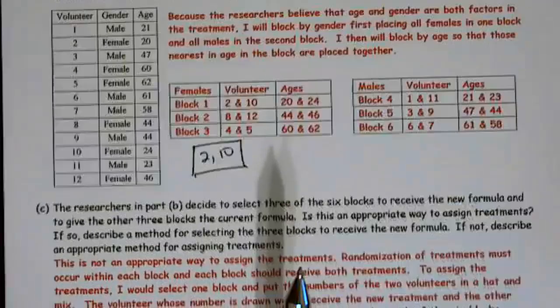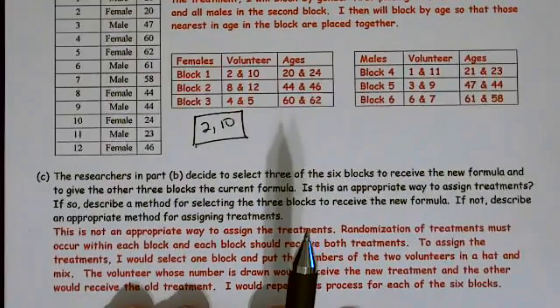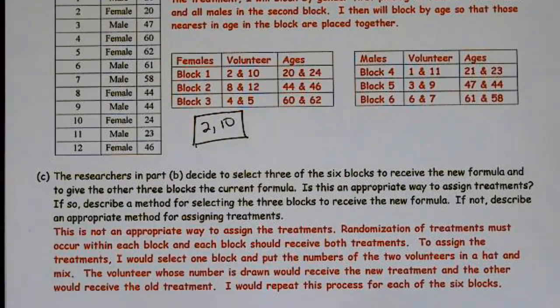Part C. The researchers in part B decide to select 3 of the 6 blocks to receive the new formula and to give the other 3 blocks the current formula. Is this an appropriate way to assign the treatments? If so, describe a method for selecting the 3 blocks to receive the new formula. If not, describe an appropriate method for assigning treatments.